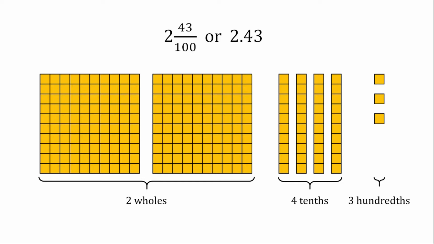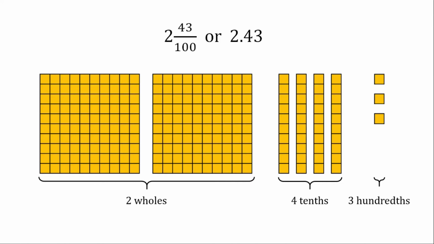So what's the trick here? The trick is we count the tenths and put them in the tenths place. We count the hundredths and put them in the hundredths place. And that's how you write your decimal. Or you can write it as a mixed fraction like we did before, counting the parts that are not wholes and then putting them over 100 because we're dealing with hundredths.